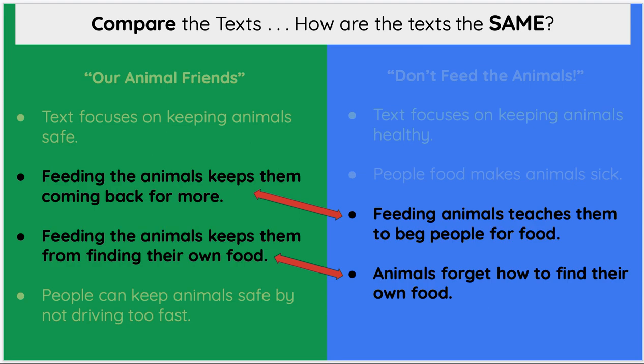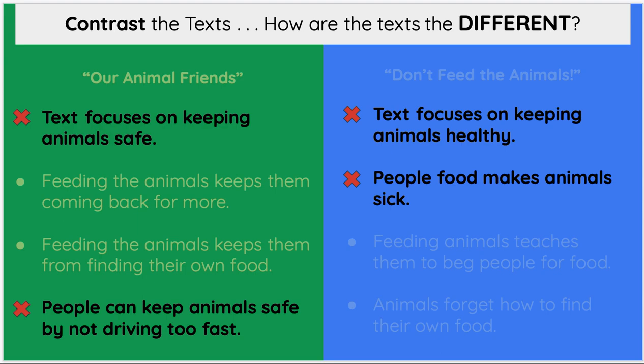Feeding the animals keeps them from finding their own food. Animals forget how to find their own food. Boys and girls, over on the green side, that's from Our Animal Friends. But we can also find similar points in the text, Don't Feed the Animals. But all at the same time that I can compare the text and see what is the same, I also can contrast the text and see some things that are different.